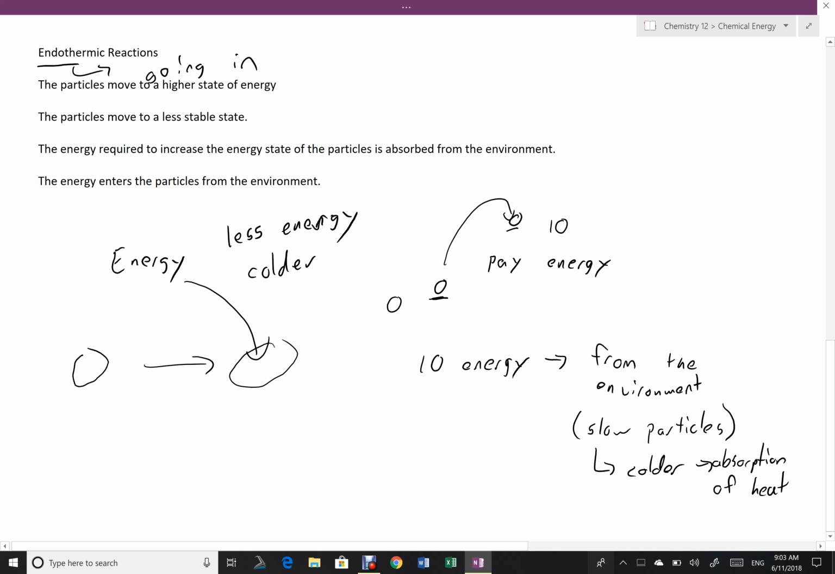A lot of reactions actually will have an endothermic part and an exothermic part, and really what you're looking at is the comparison between the two things to figure out whether the total reaction ends up being endothermic or exothermic. We're going to discuss that idea in more detail later.